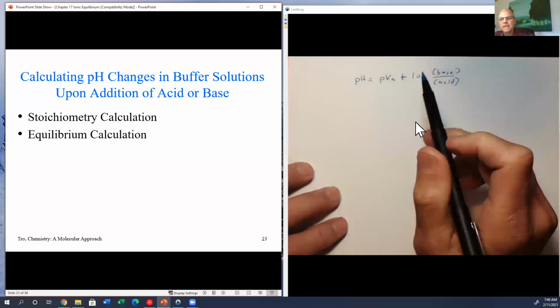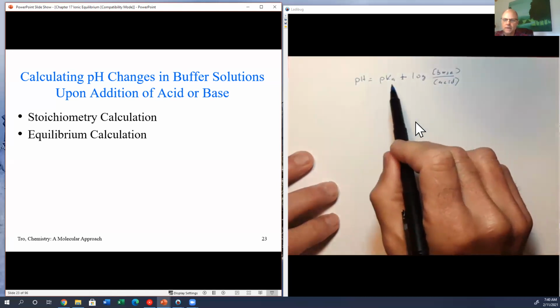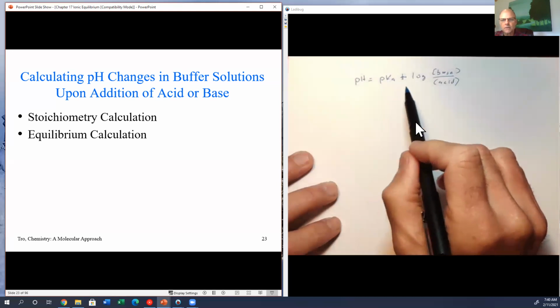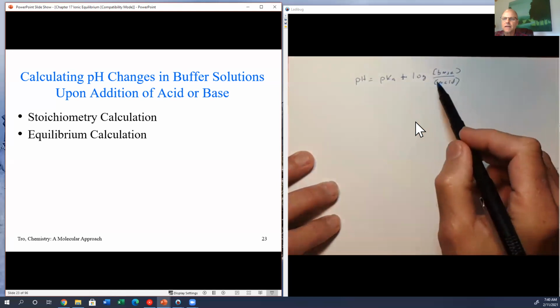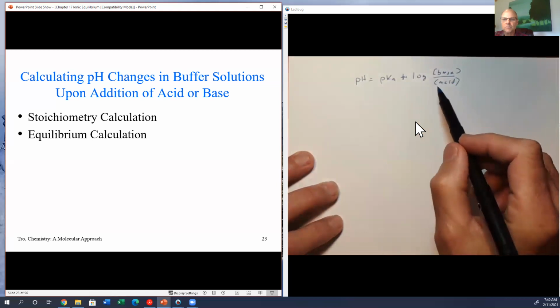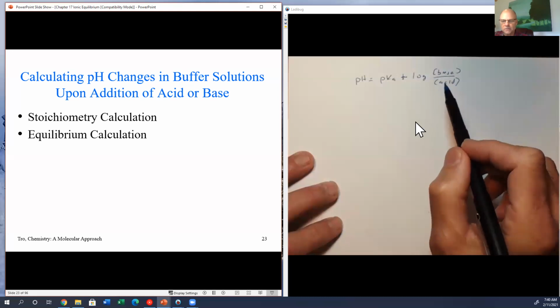And remember that this came from working an equilibrium problem, right? So this is just a shortcut to working an equilibrium problem with a common ion. Okay. And of course, it can only be used when the X is small approximation is valid, which is true for the vast majority of buffer systems.